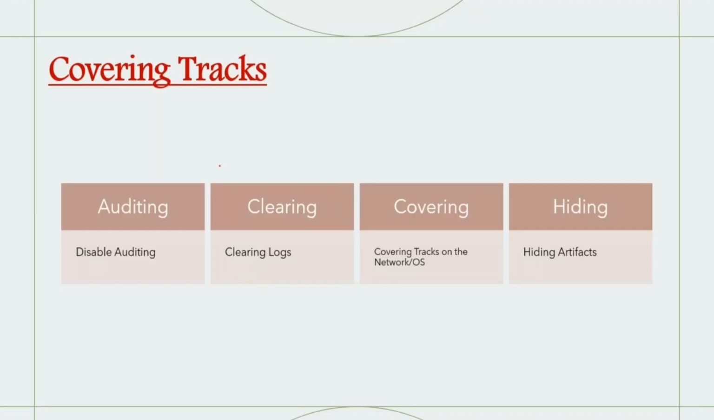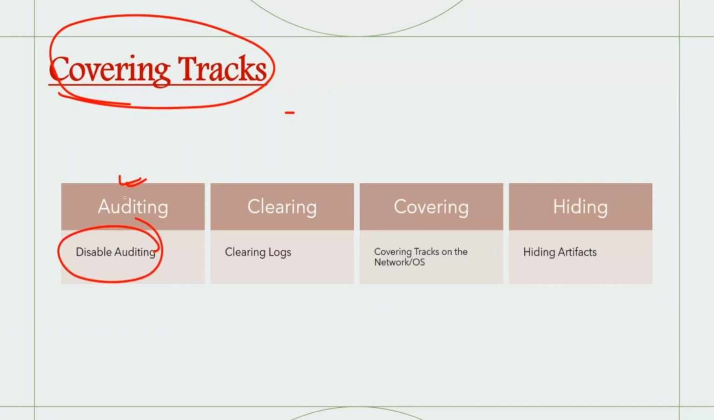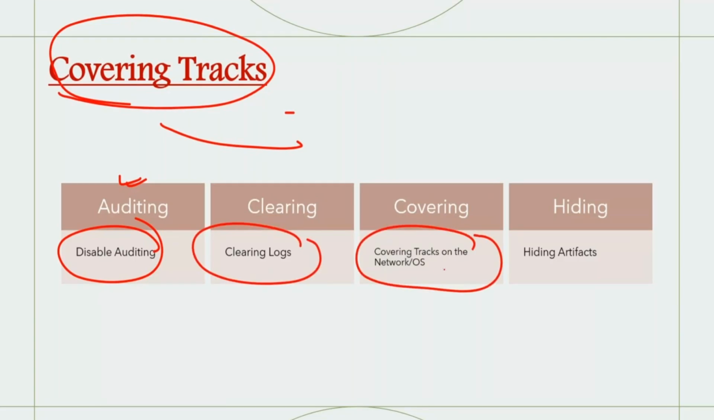Now, guys, the last phase that we will be discussing, after maintaining access, is covering the tracks. We can cover our tracks in many ways. We can disable the auditing, and after we have compromised the system we can clear the logs and cover the tracks on the networks or on the operating system. We can hide our malicious software in a particular file. So how can we do it? Let us look at it one by one.